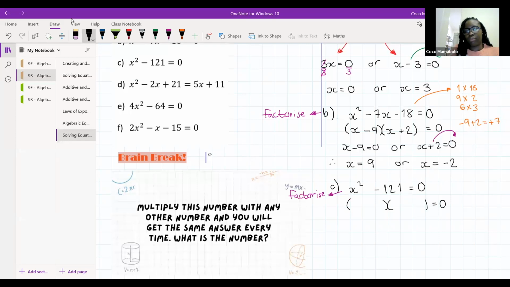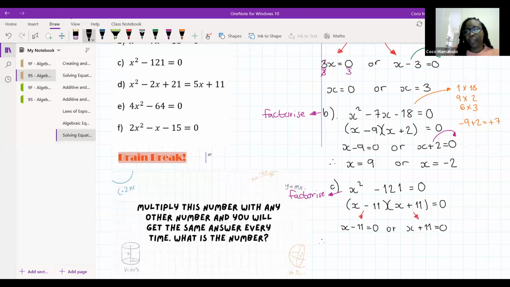So it's x minus 11, if I'm not mistaken, ma'am. Mm-hmm. And then x plus 11. Mm-hmm. Yes, ma'am. And then since we're done and it's equal to 0, we're going to say x minus 11 equal to 0, or x plus 11 equal to 0.